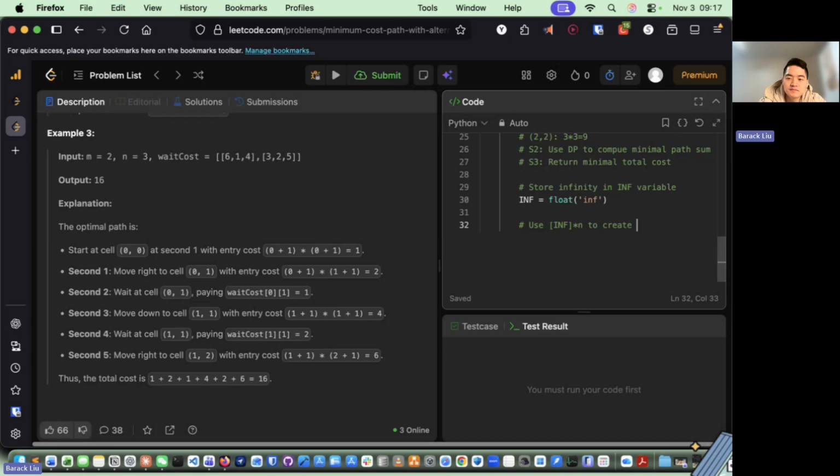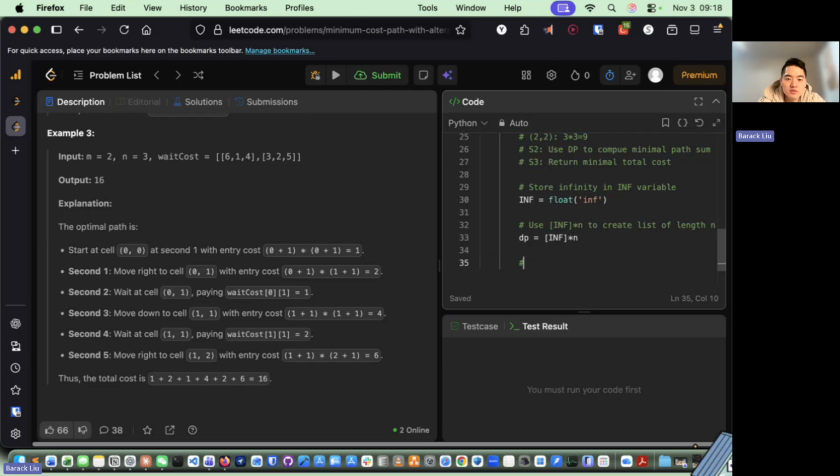to create a list of length n. So dynamic programming. Okay, now create a list. And in this list, it's full of infinite value. Let's say 10,000 million, 1 trillion, 1 billion, whatever.